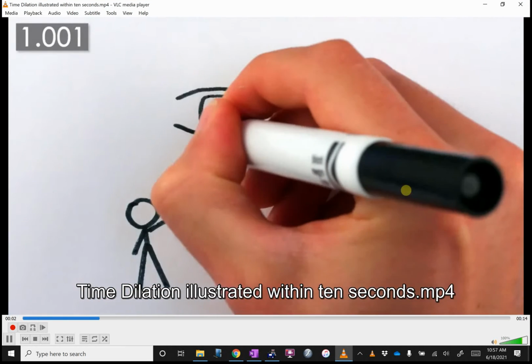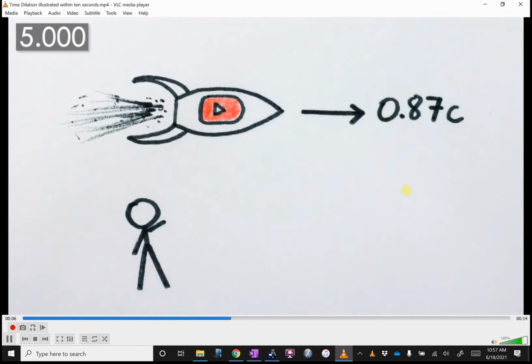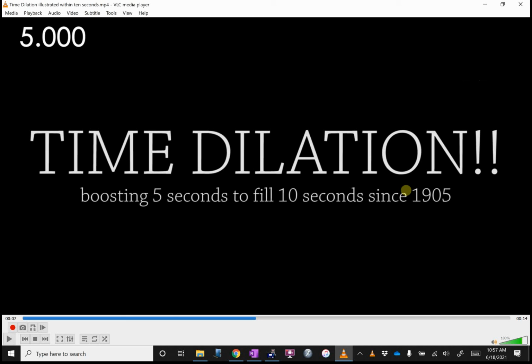This video would be 10 seconds long if you watched it while your computer was whizzing past you at 87% the speed of light. So it's a 5-second long video to us, but if you watched it while your computer went whizzing past at 87% of the speed of light, you would see the video take 10 seconds, because for you, 10 seconds would go by even though only 5 seconds went by in the video.